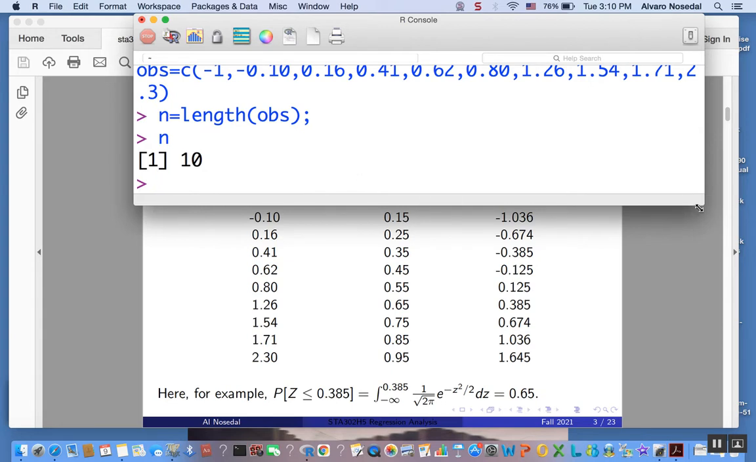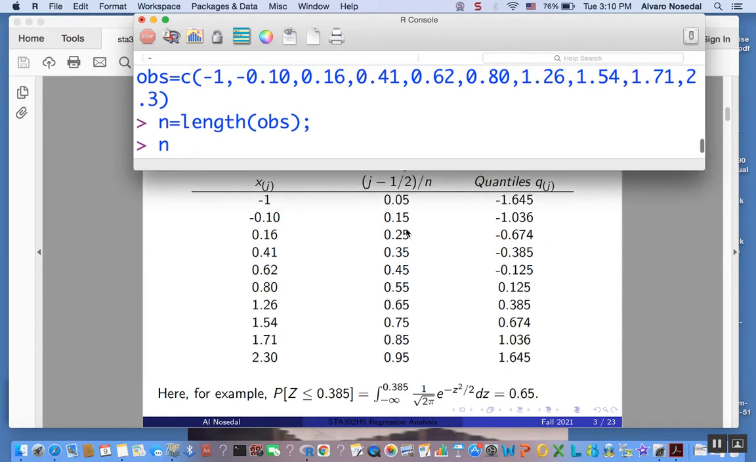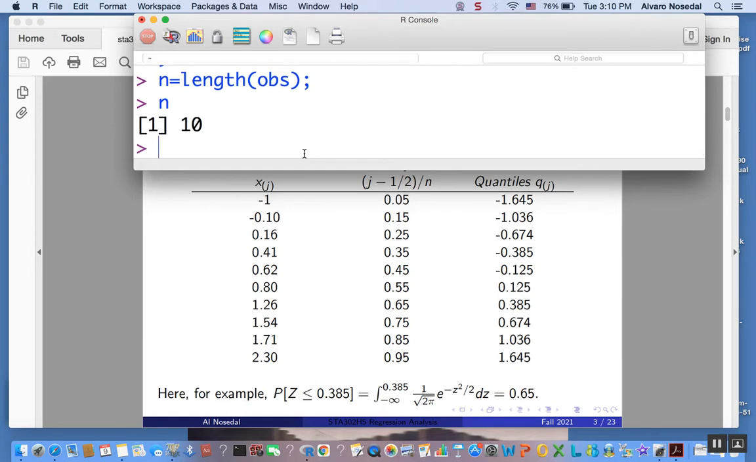And now I would like to create that second column. I'm going to call that prob, as in probability. So prob is going to be, and note that one way of doing this, we know that it's going to be 1 minus 0.5 divided by n, 2 minus 0.5 divided by n, and so on.